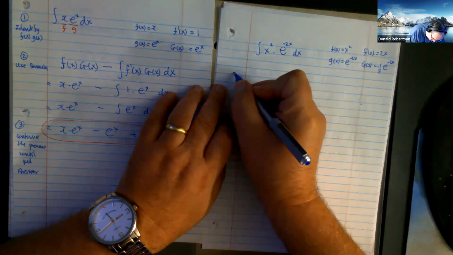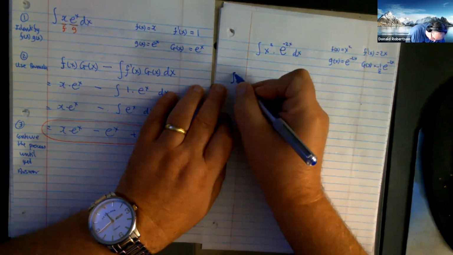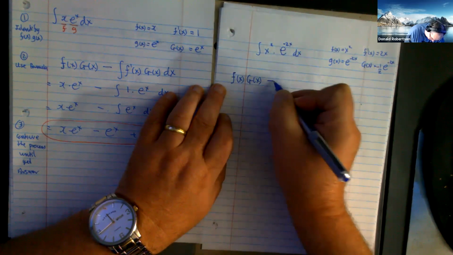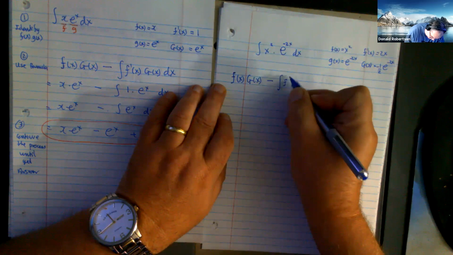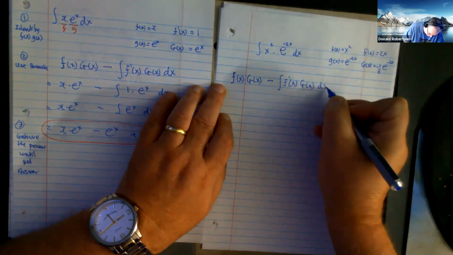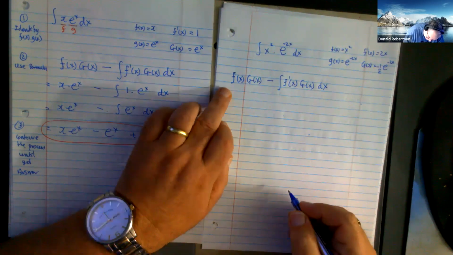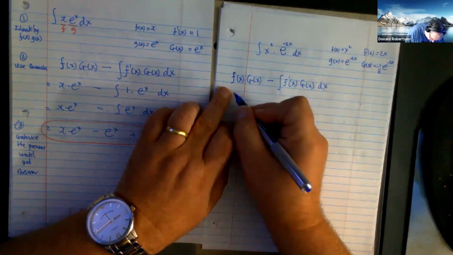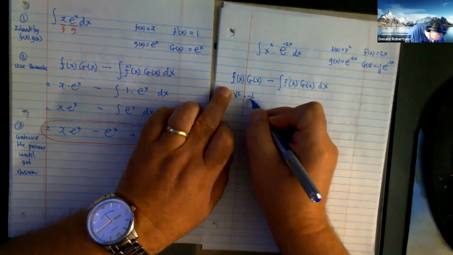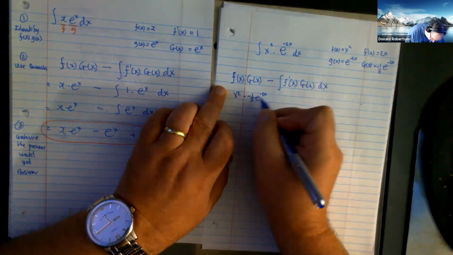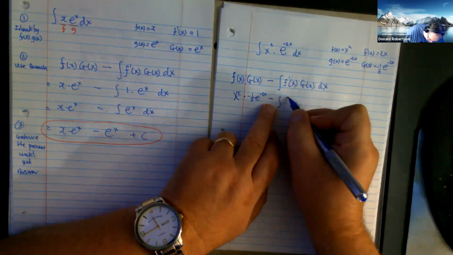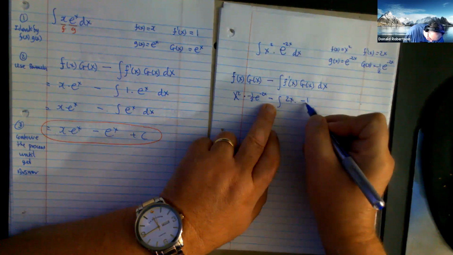So f of x, capital G of x, take away the integral of f dashed x, capital G of x, dx. There's our basic formula. So make sure I put the pieces in. X squared goes first. The integral guy goes next. Take away the derivative and the integral.